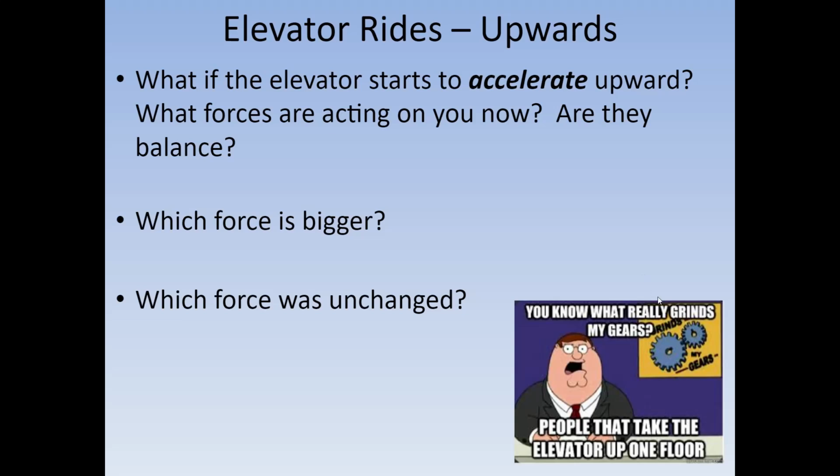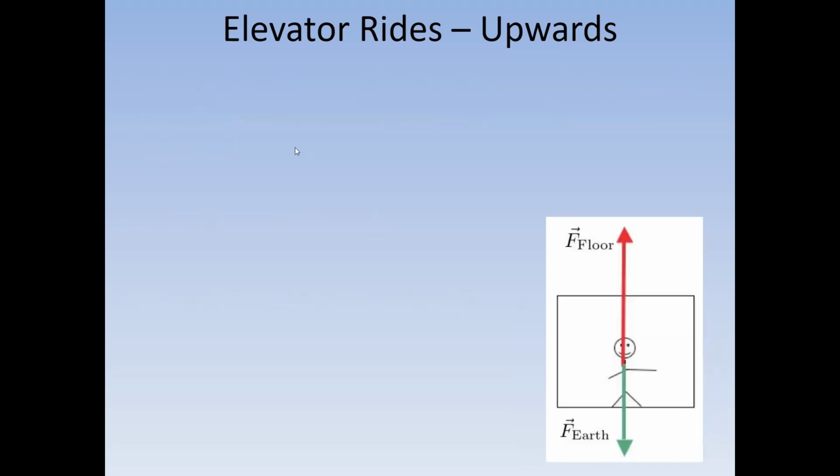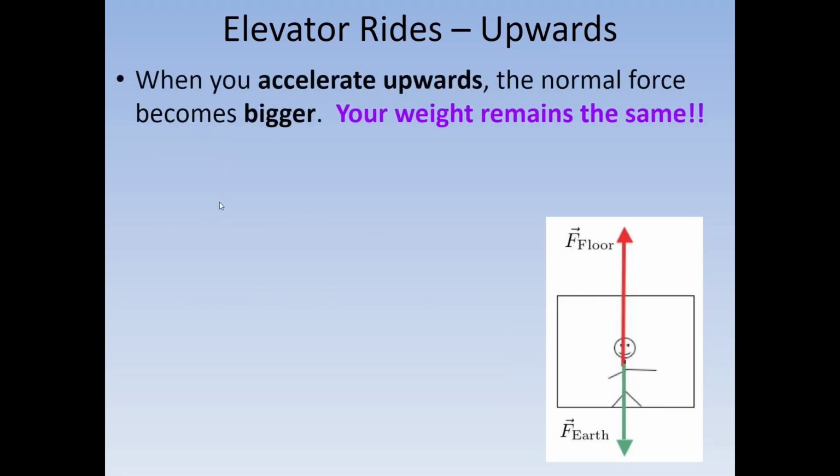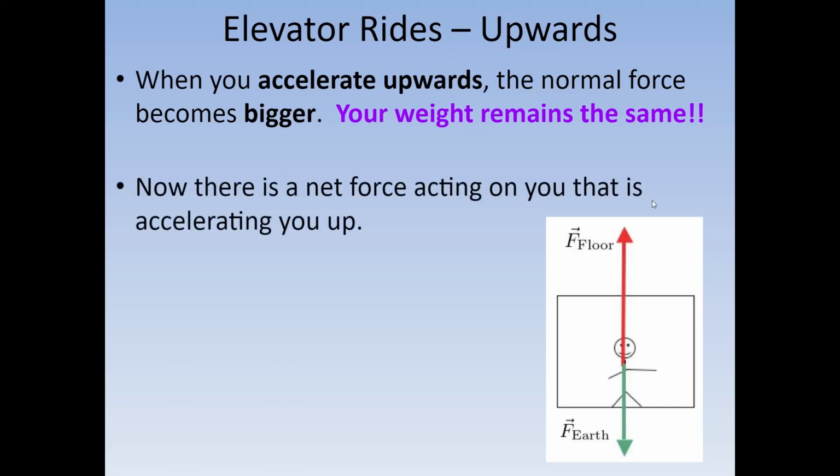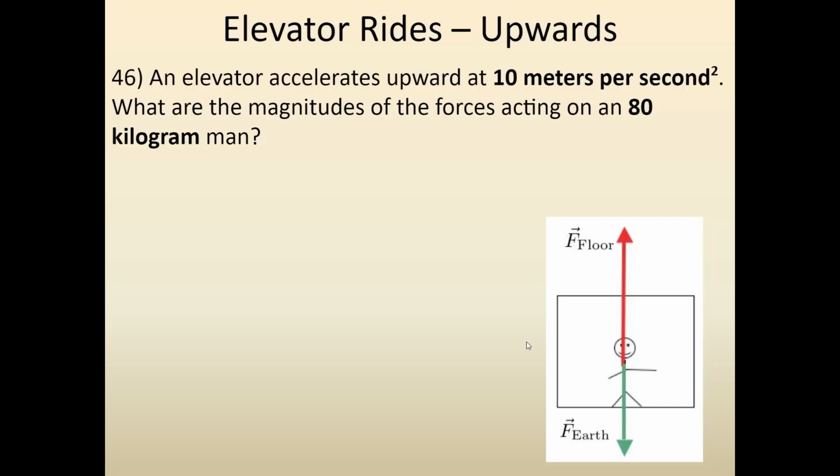So the normal force is going to be bigger, not because it's the one going up, but because the gravitational force has to be unchanged. The normal force is the only one that can change its size. So again, we just use Newton's laws and say, since the elevator is accelerating and the person's accelerating, we experience a force going upwards that is bigger than the gravitational force.